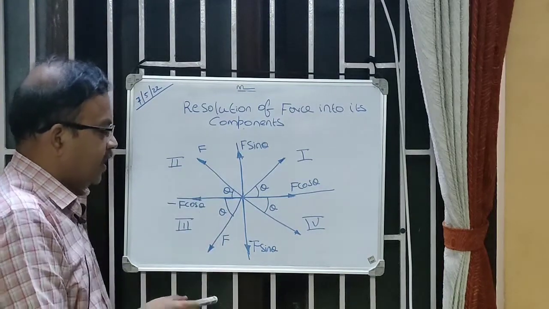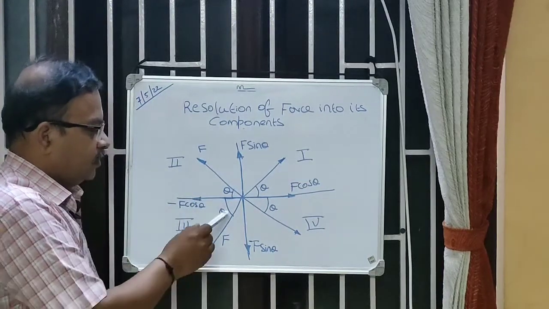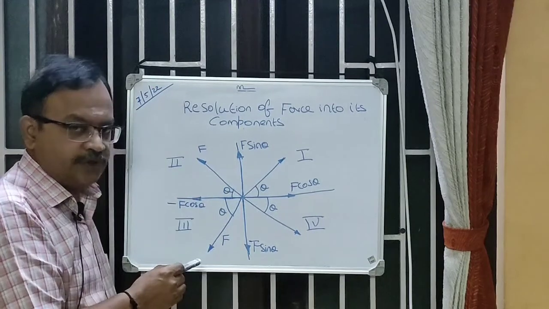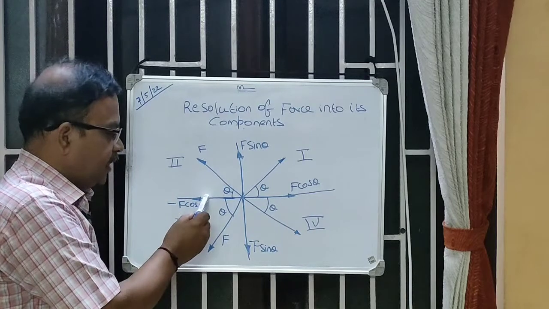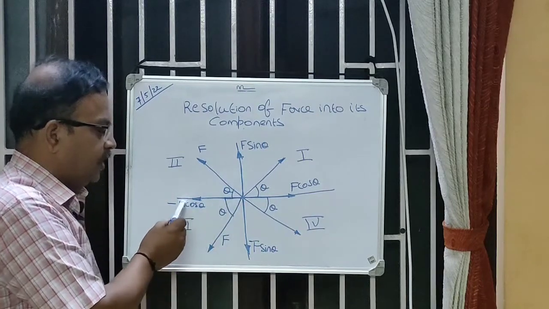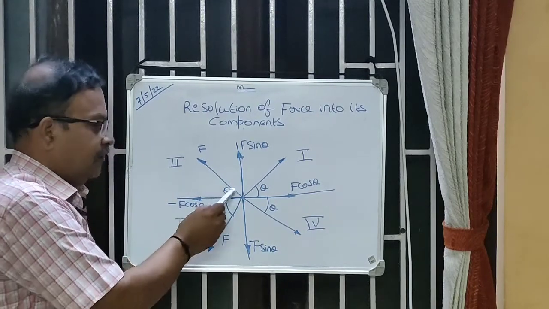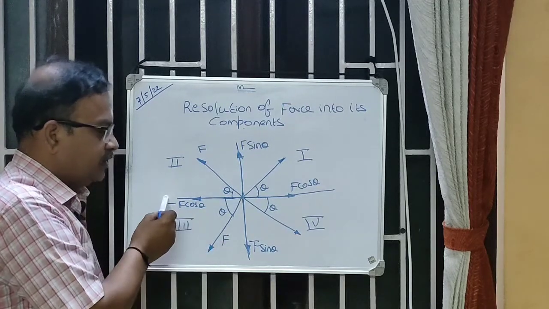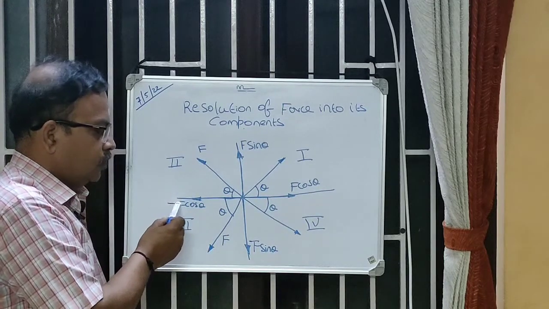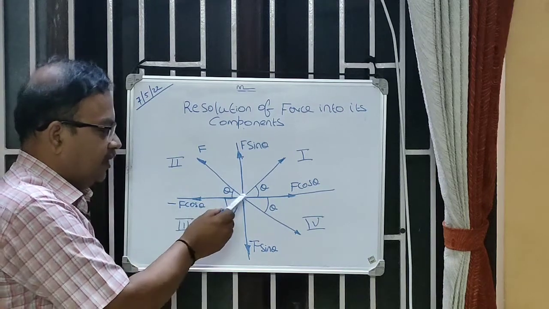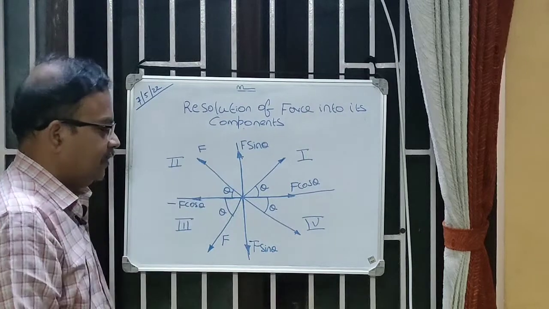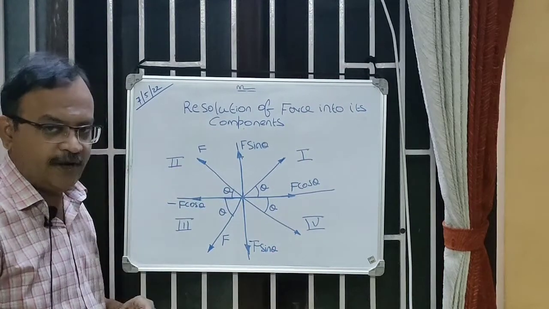Second, if you apply the same force in the second quadrant, again it makes an angle of theta. Now if you resolve this force into its components, in the horizontal axis or x-axis it will be F cos theta, and in the vertical axis it will be F sin theta. But here it is acting towards the left, so it is minus F cos theta, but again it acts upwards, so it is F sin theta.